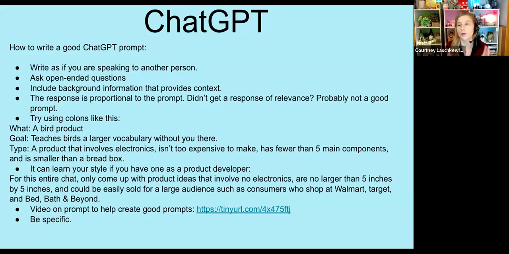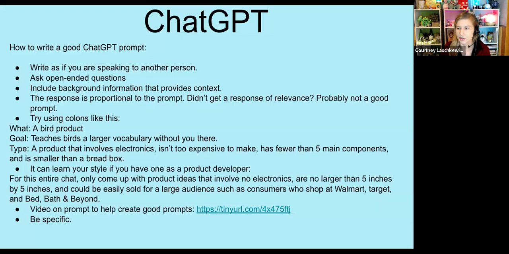Holy cow, this is what I've learned from just the snippets of information that I could grab that were the most important that I found. It's best to write as if you are speaking to another person. It's good to ask open-ended questions. It's really excellent to include background information, as much information as you can provide, about the context of what you're trying to ask. Of course, the response is proportional to the prompt, like I just mentioned. Trying using colons, I'll show you an example here, was really helpful.